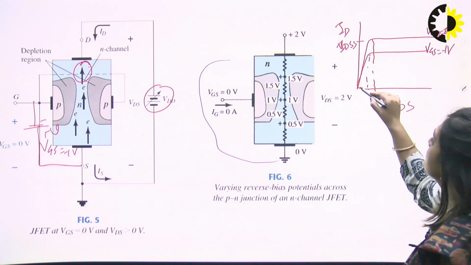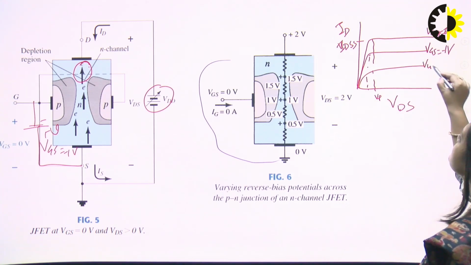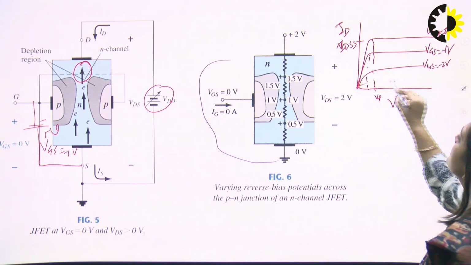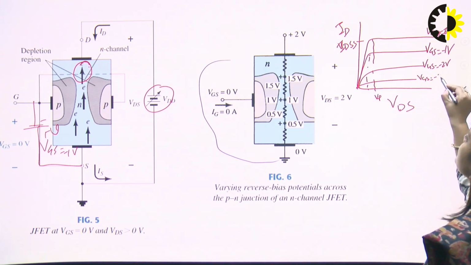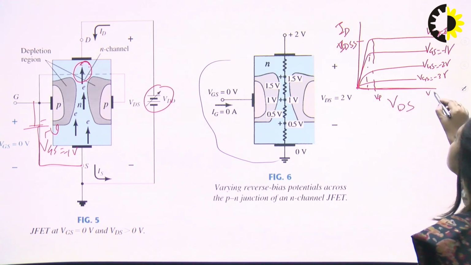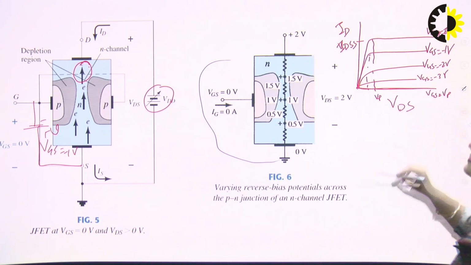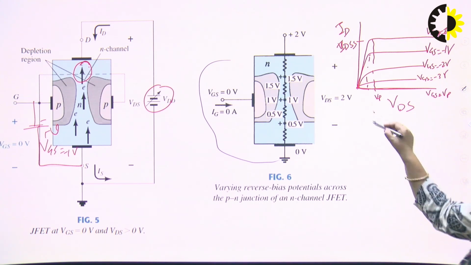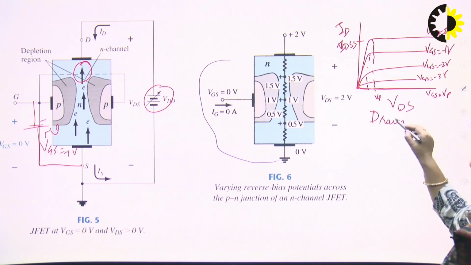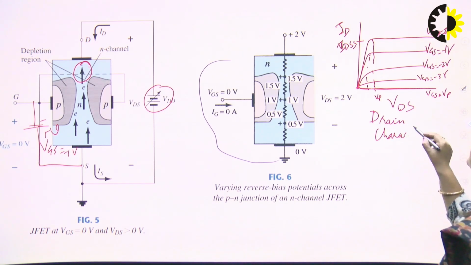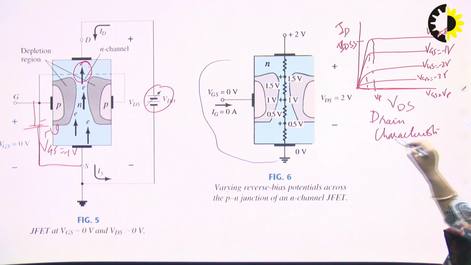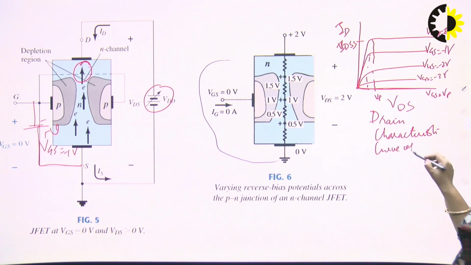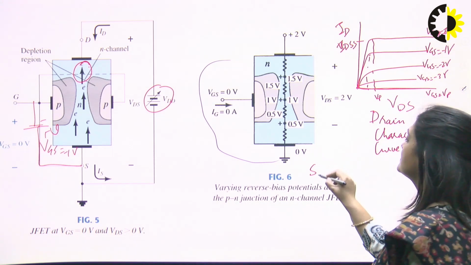And also if we increase further, it will become VGS is equal to minus 2 volt, then VGS is equal to minus 3 volt, and this is VGS is equal to Vp. So this is the drain characteristic curve of JFET in N channel, and it also follows the Shockley equation.